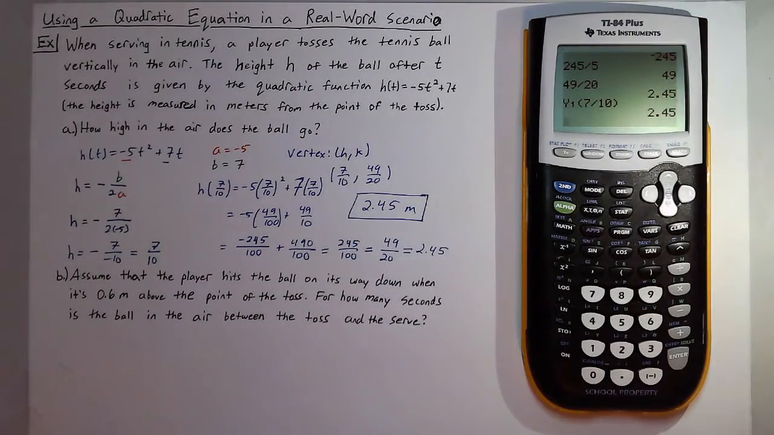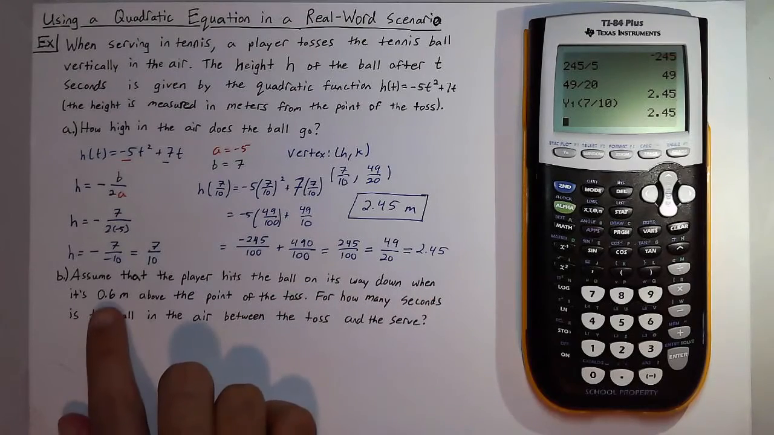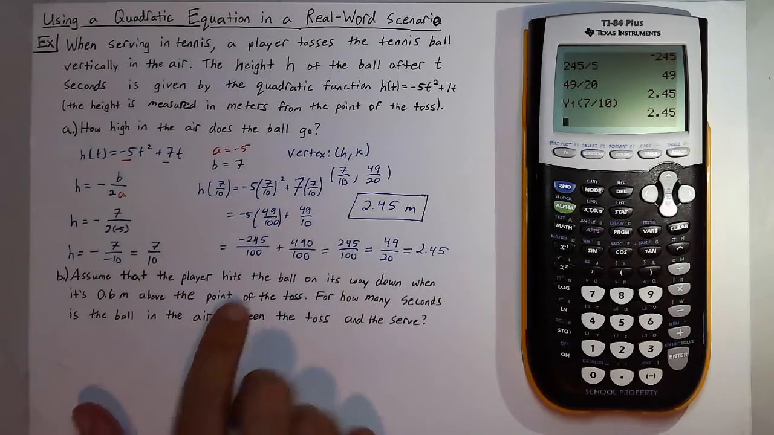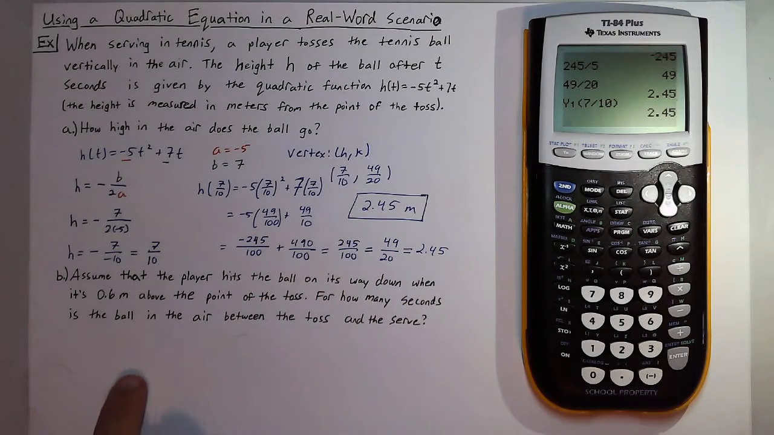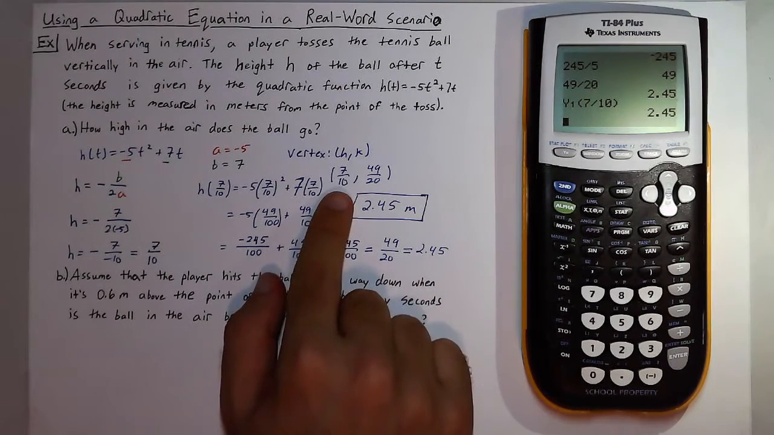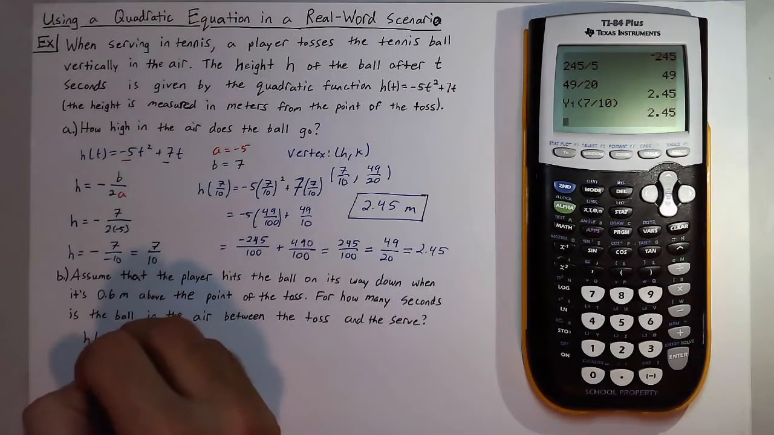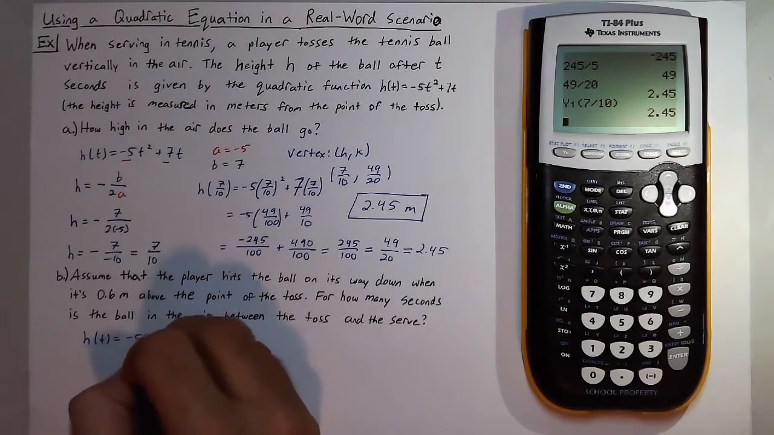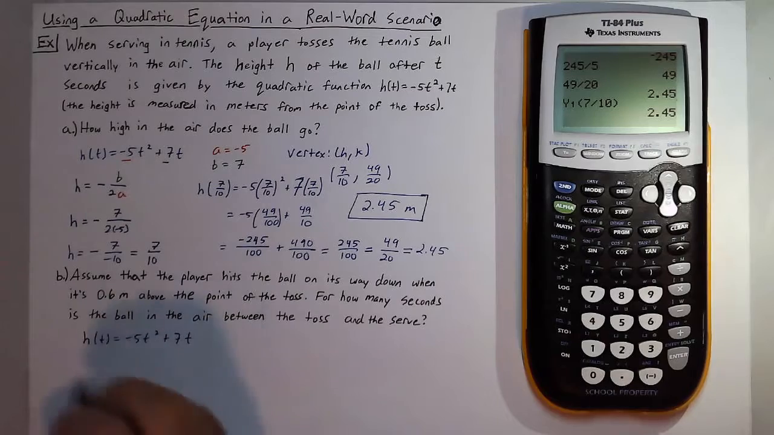Now, let's assume that the player hits the ball on its way down when it is 0.6 meters above the point of the toss. So it gets up as high as 2.45 meters, but not 0.6 on the way up, but 0.6 on the way down. The way we figure this out is we know that h of t is equal to negative 5t squared plus 7t, and we know the height needs to be 0.6.